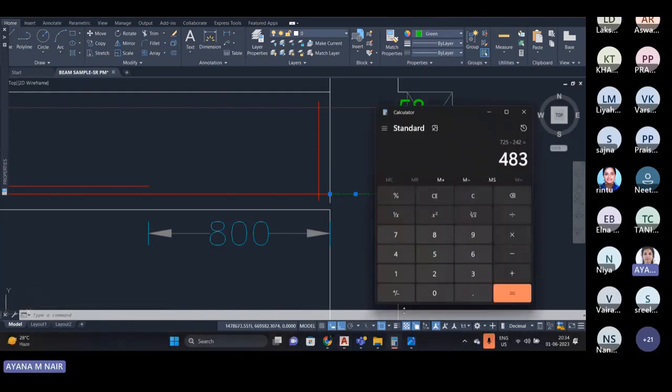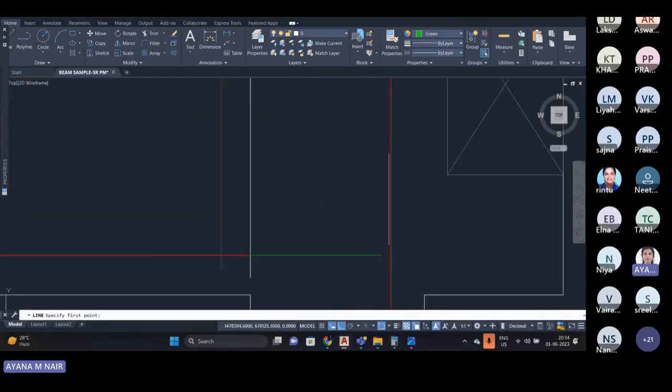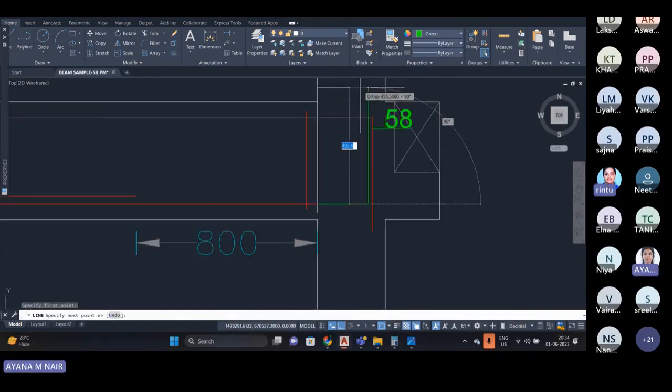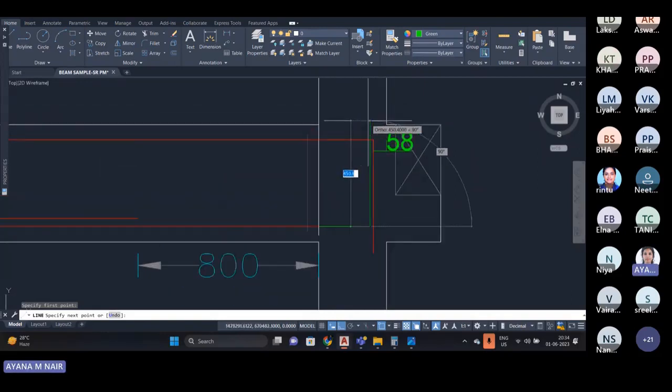So the total development length should be equal to 725. So 725 minus 226 gives you 499. So the balance length should be 499. Also, make sure, you can even round it off to 500. Need not keep a fancy number. You can round it off to 500. So it was 499, so we can round it as 500. So give it as 500.